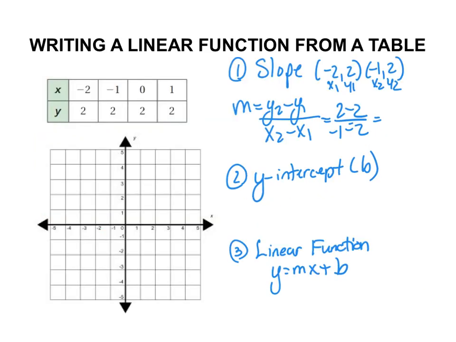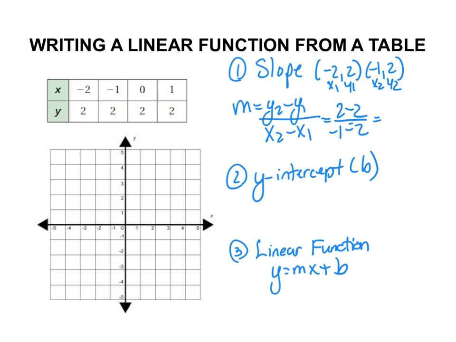All right, in this example, I'm going to write my linear function directly from my table. I've already chosen two points to calculate my slope, (-2, 2) and (-1, 2). I've already labeled them as x1, y1 and x2, y2, and plugged them into my equation for slope. My y2 minus y1 is 2 minus 2, and my x2 minus x1 is -1 minus a -2.